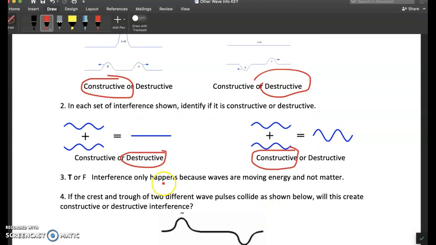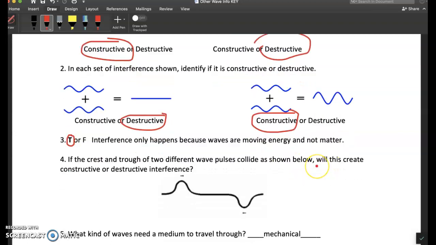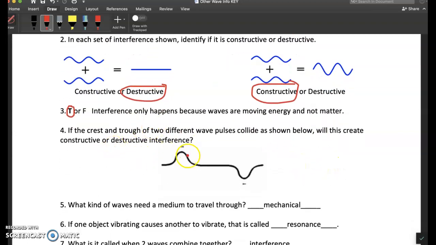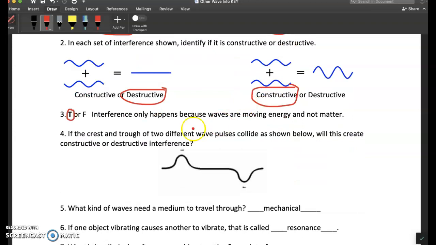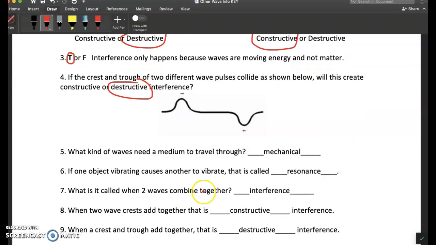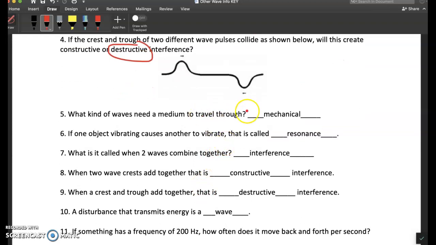That's constructive. 3 is true because interference is movement of energy that causes disturbance. The matter itself is not moving. Crest and trough meet together. What's it going to do? Well, this looks just like this one right here. So that's going to be destructive interference. They will subtract.